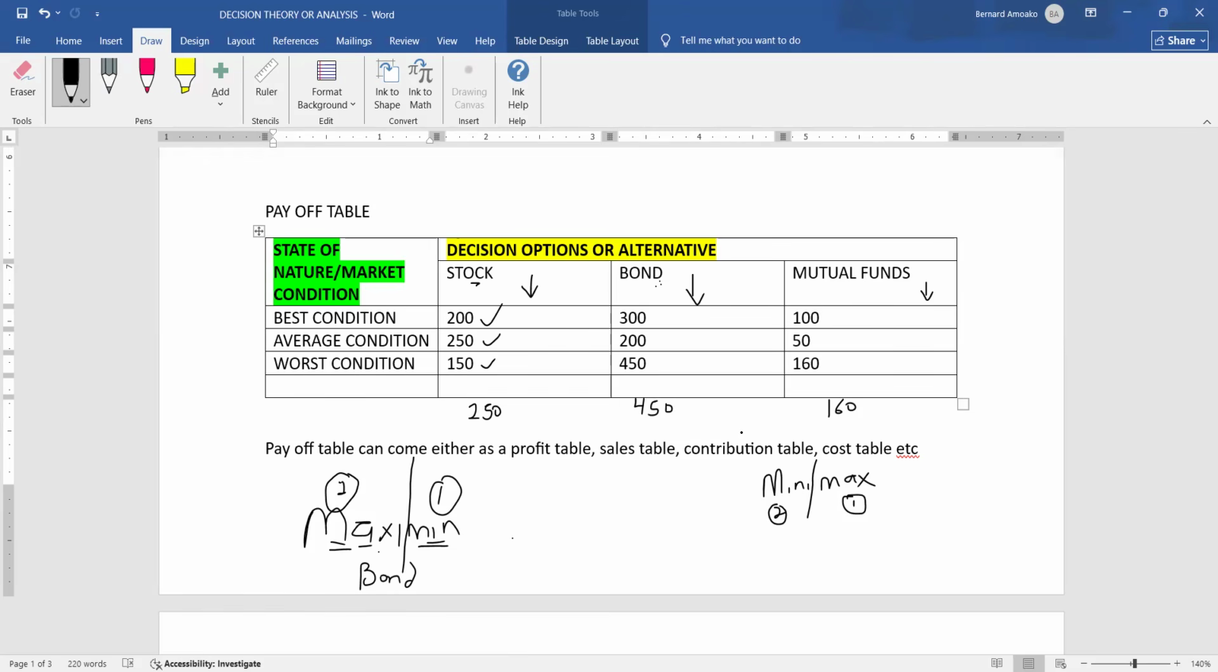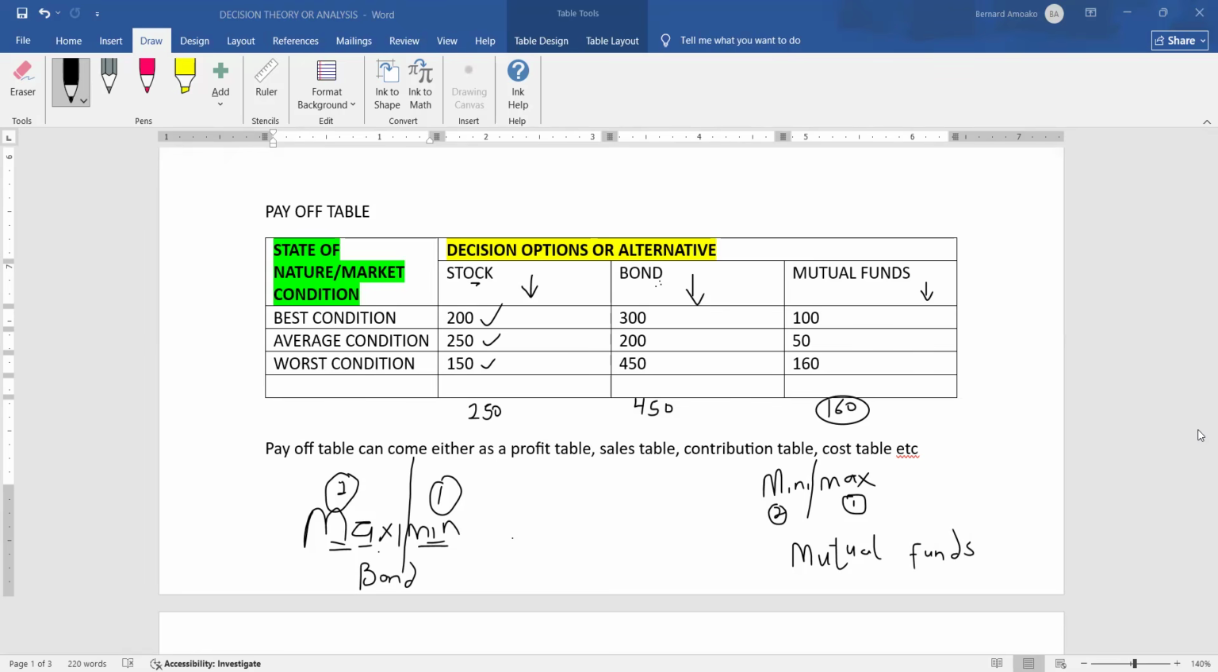So after selecting the maximum value, which one is the minimum? The minimum still stands at 160, which is the mutual fund. So these are the two very easy criteria that we need to first tackle before we decide on looking at the next option.